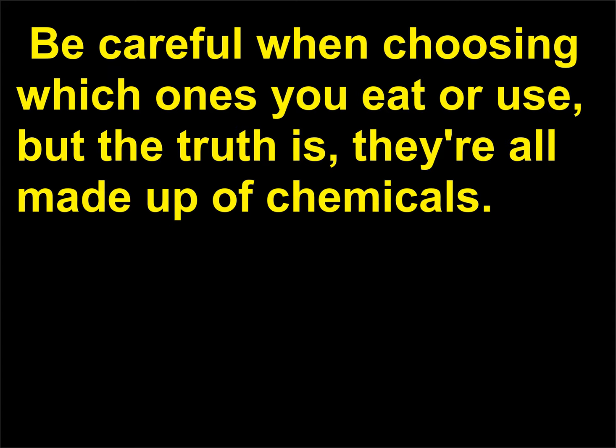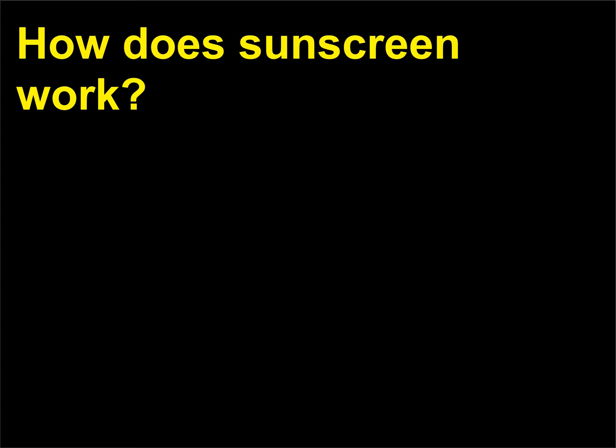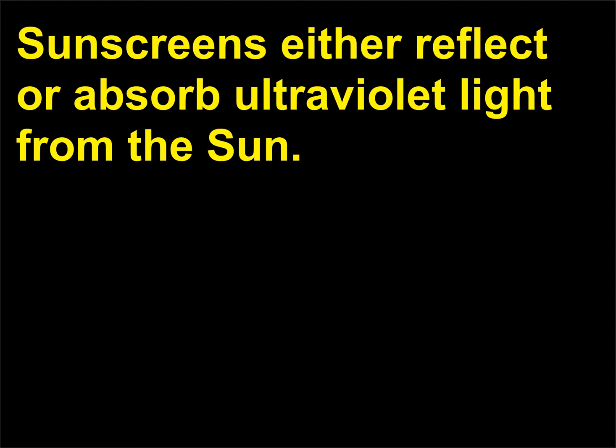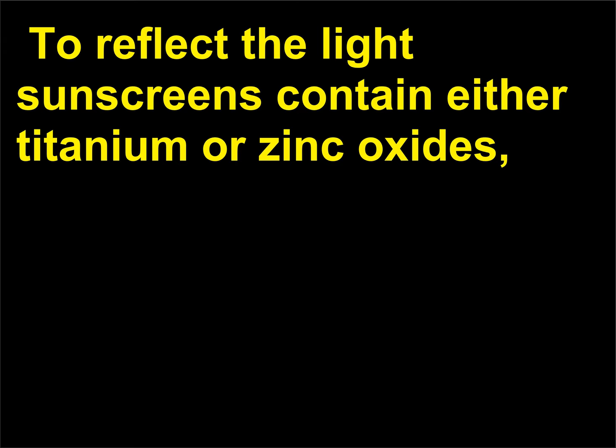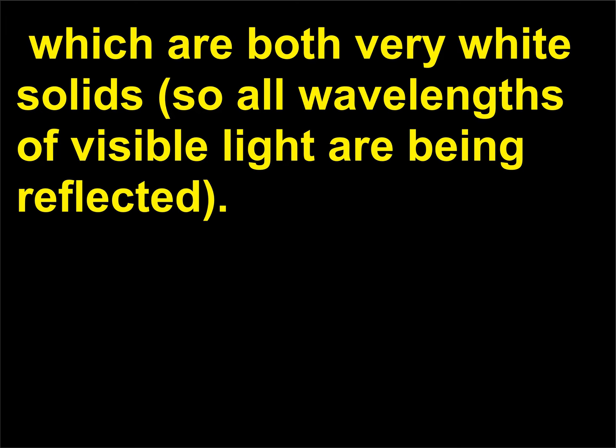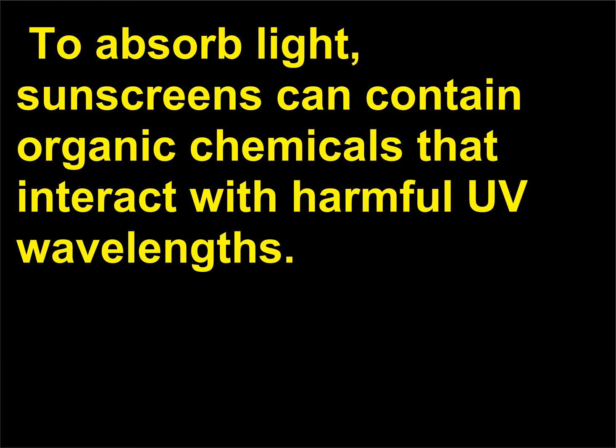How does sunscreen work? Sunscreens either reflect or absorb ultraviolet light from the sun. To reflect the light, sunscreens contain either titanium or zinc oxides, which are both very white solids, so all wavelengths of visible light are being reflected. To absorb light, sunscreens can contain organic chemicals that interact with harmful UV wavelengths.